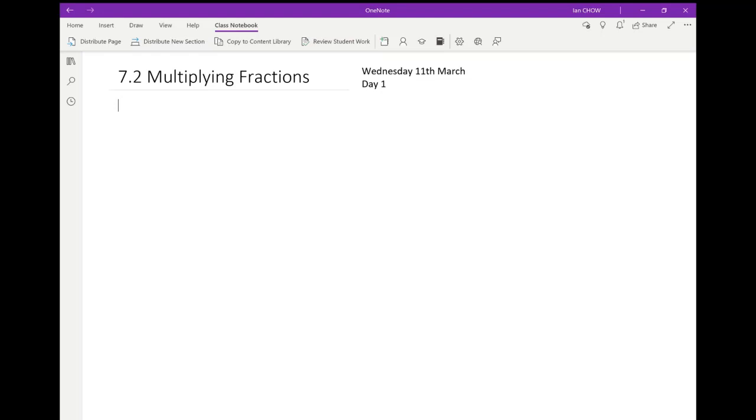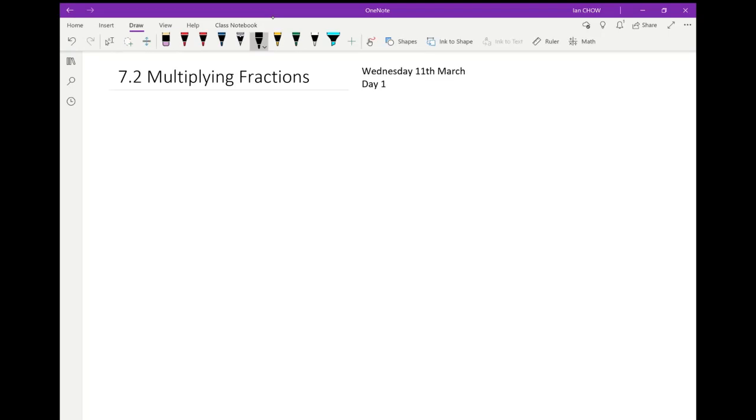Hello, grade 7s. In this lesson, we're going to continue with multiplying fractions. Last lesson we talked about multiplying whole numbers to fractions, and this lesson is all about multiplying fractions to fractions, so the product of two fractions together. I'm going to start off with an example.